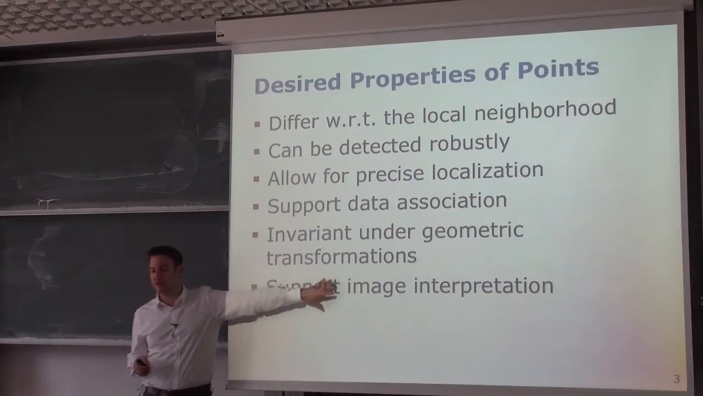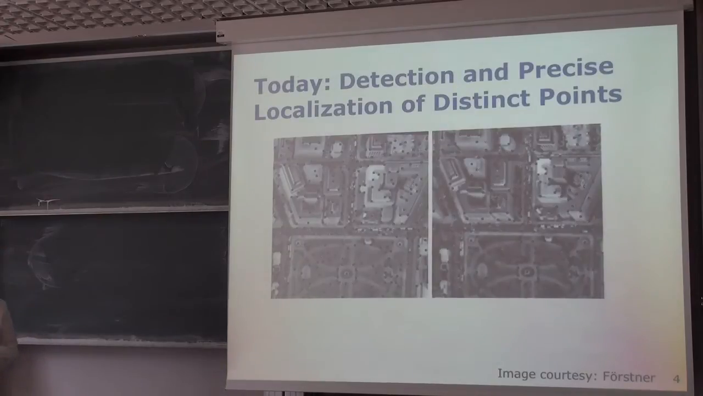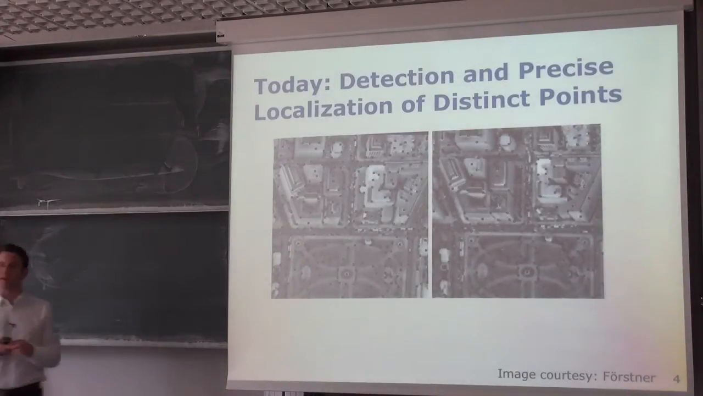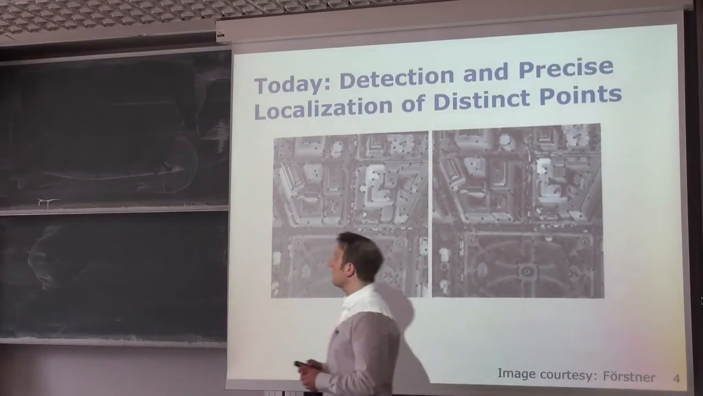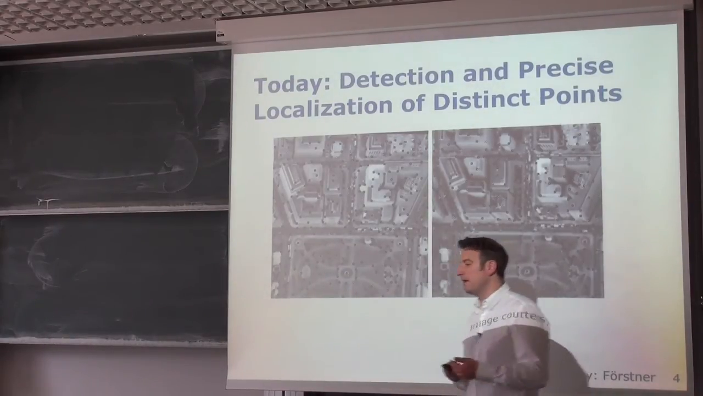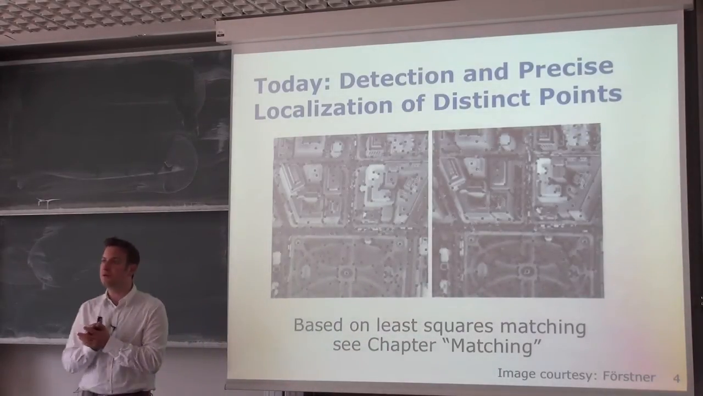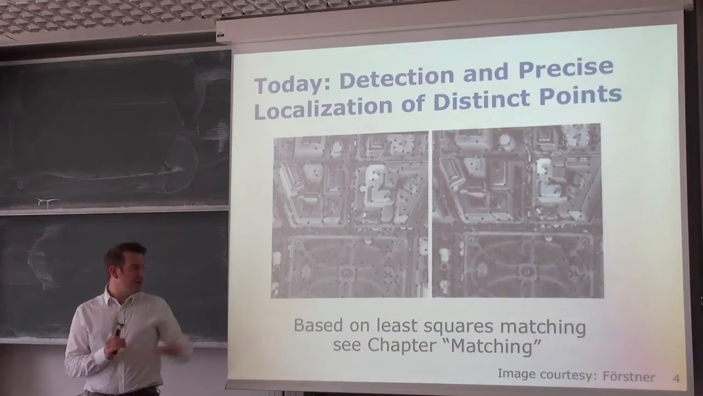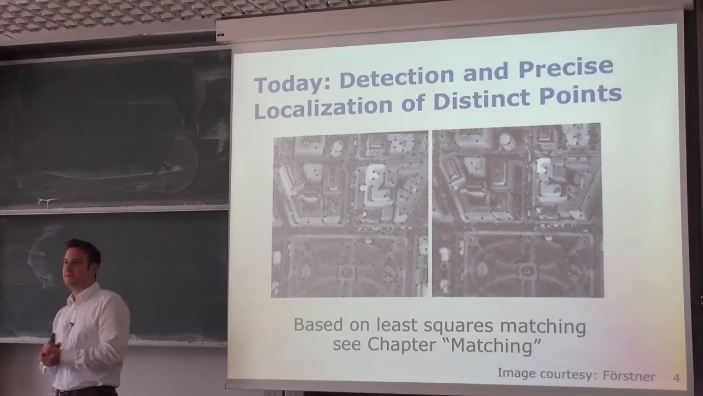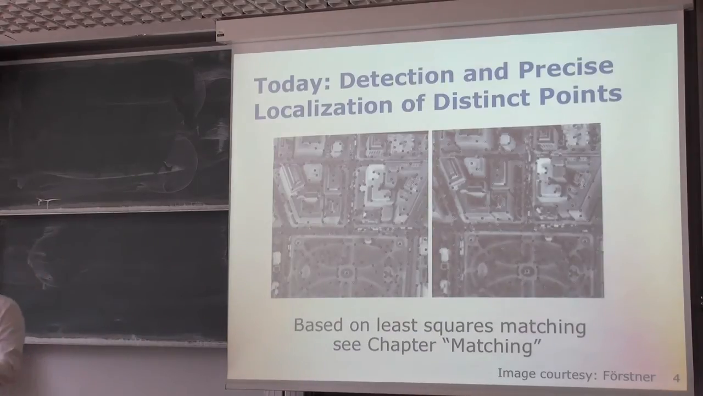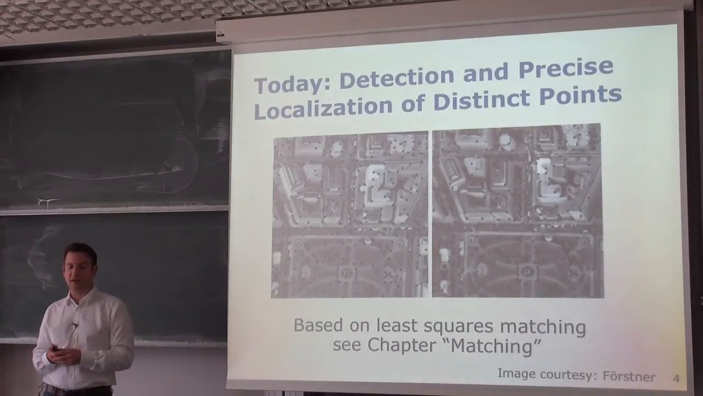This is something which is not explicitly addressed here today, at least. So what we want to look into today is, how can we actually find those distinct points, and especially we want to look at those distinct points or feature points that I can actually localize well in my images. This is our task today, and what I'm going to present here is built on the least squares matching chapter. So the idea of performing this least squares matching is something which we'll now build upon in order to actually localize those points.